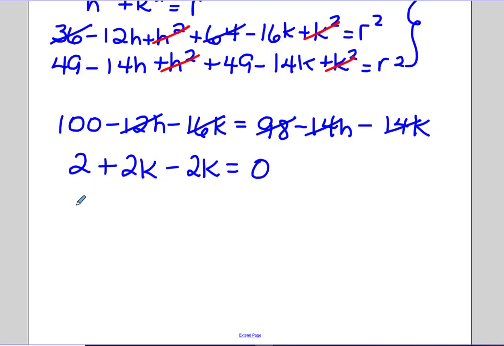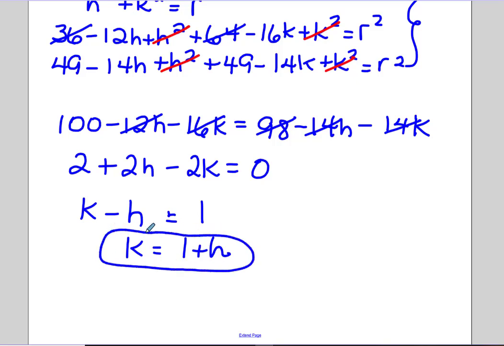So dividing those all out, factoring out a 2, we have k minus h. Whoops, I wrote k twice. This should be h. So we got k minus h equals 1. So k is 1 plus h. So I've got a name for k.